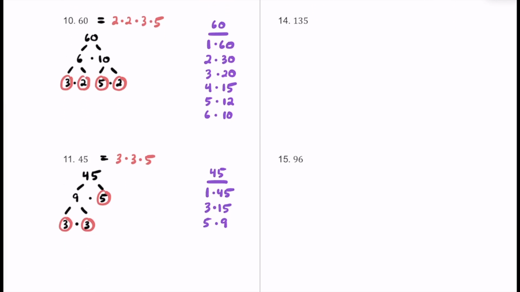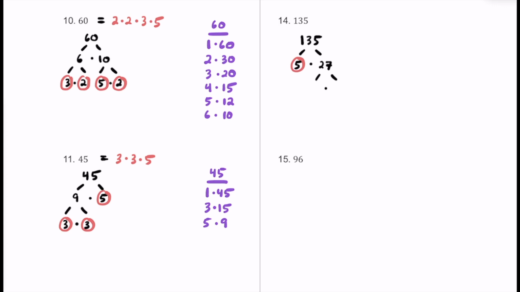Here is number 14. For number 14, we have the number 135. Let's take this 135. Let's see, use your divisibility rules here. I think we can divide this by 5, right? And 5 times what is 135? I believe it's going to be 27. Okay. And then this 5 is prime. So let's go ahead and circle that. If you need to do long division on the side, feel free to do so.